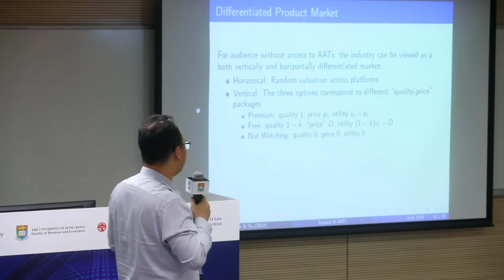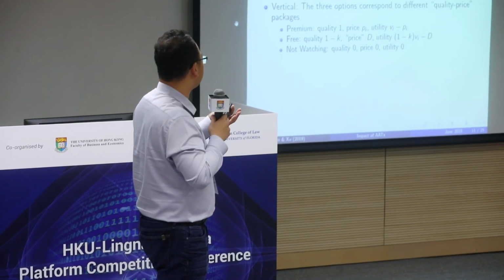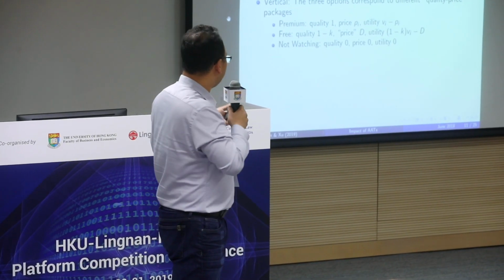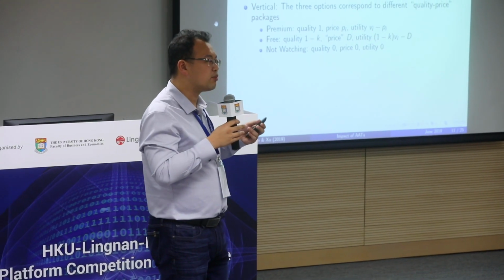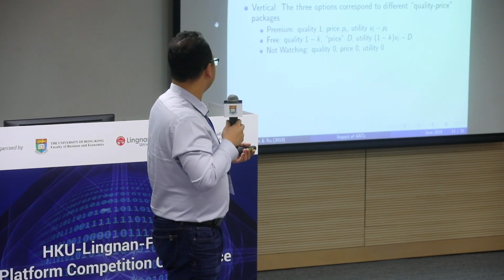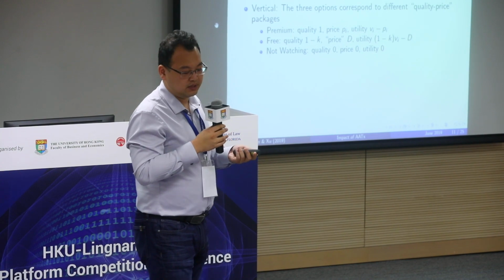So for audience without access to AATs, they were essentially facing what we call a both vertically and horizontally differentiated market. The horizontal differentiation is from the random valuation. The vertical differentiation is the typical one. We can interpret the three options as three different quality-price packages. The premium has the highest quality and the highest price. The free membership has an intermediate quality of 1 minus K and a price of D. Finally, not watching has both of them as 0.